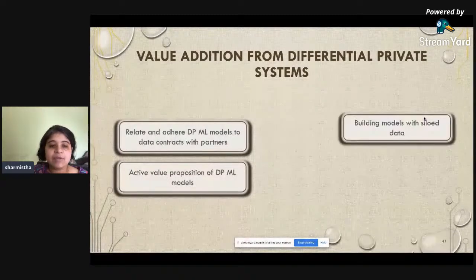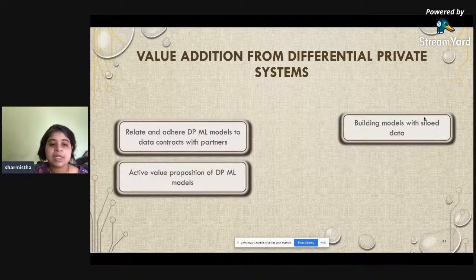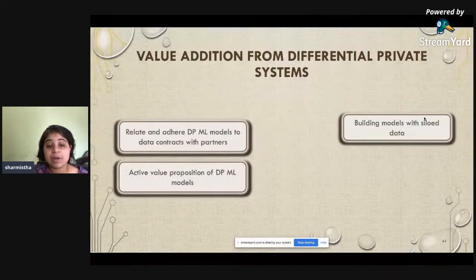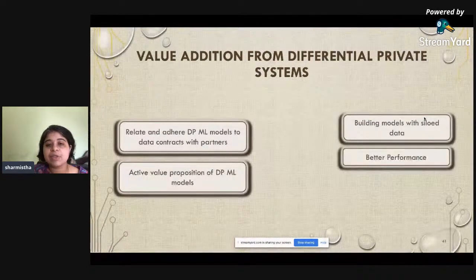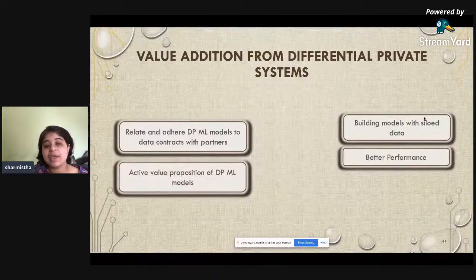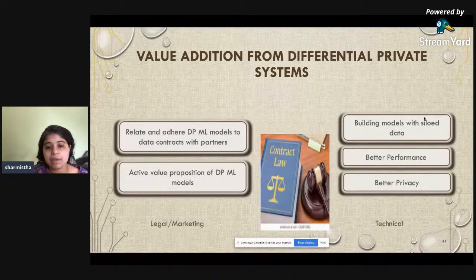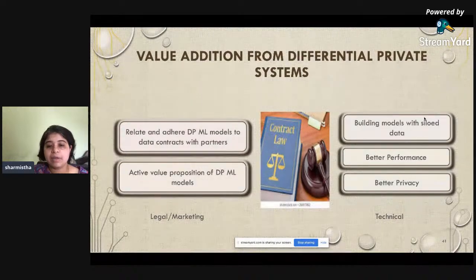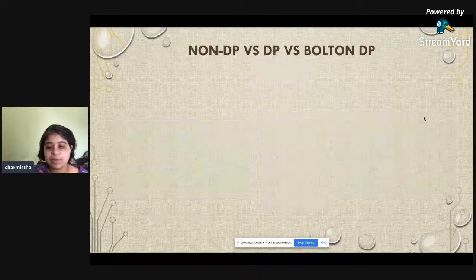So how does it add value? As we have talked about, it helps win more customer confidence, trust, and performance. It also gives an opportunity for customer contracts with partners, because the legal bindings are easier with Bolt-on differential privacy. They know that they can be more open to share their data in this kind of model. So data aggregation from multiple sources becomes easier in terms of legal formality. So you build models with siloed data. Marketing or legal bindings become easier with Bolt-on.